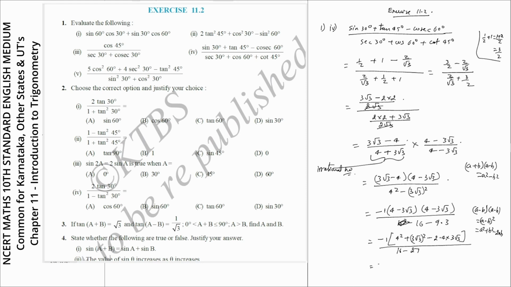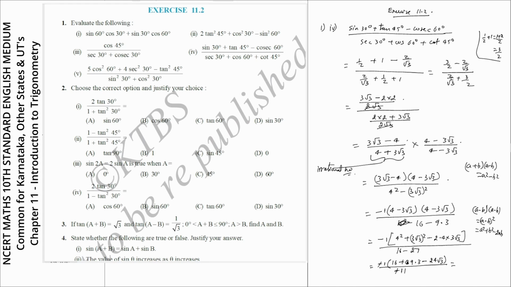So now I will get minus 1 into 16 plus 27, since 3 3s are 9, into root 3 into root 3 is 3, minus 2 4s are 8, 8 3s are 24 root 3, divided by, now 16 minus 27 is minus 11. So this minus will get cancelled. So I am left with 16 plus 27, 9 3s are 27.